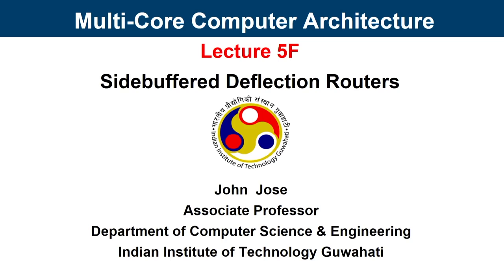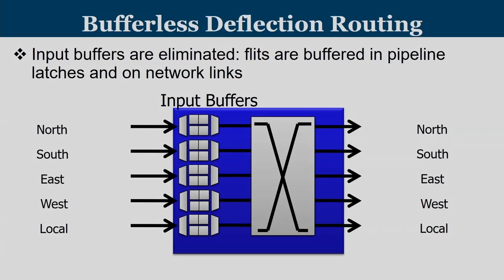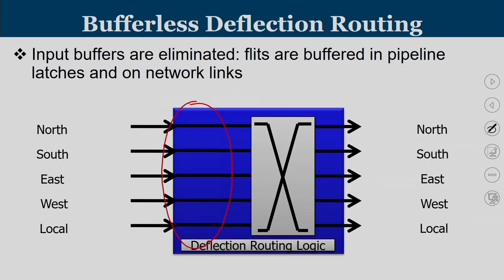Here also, our focus will be on a few research works that have already been done in this line, and we will get a clear comparison of the trade-offs between input buffered routers and side buffered deflection routers. So, input buffers are eliminated and flits are buffered in pipeline latches and network links. Whatever buffers you had on the input side are replaced with the deflection routing logic.